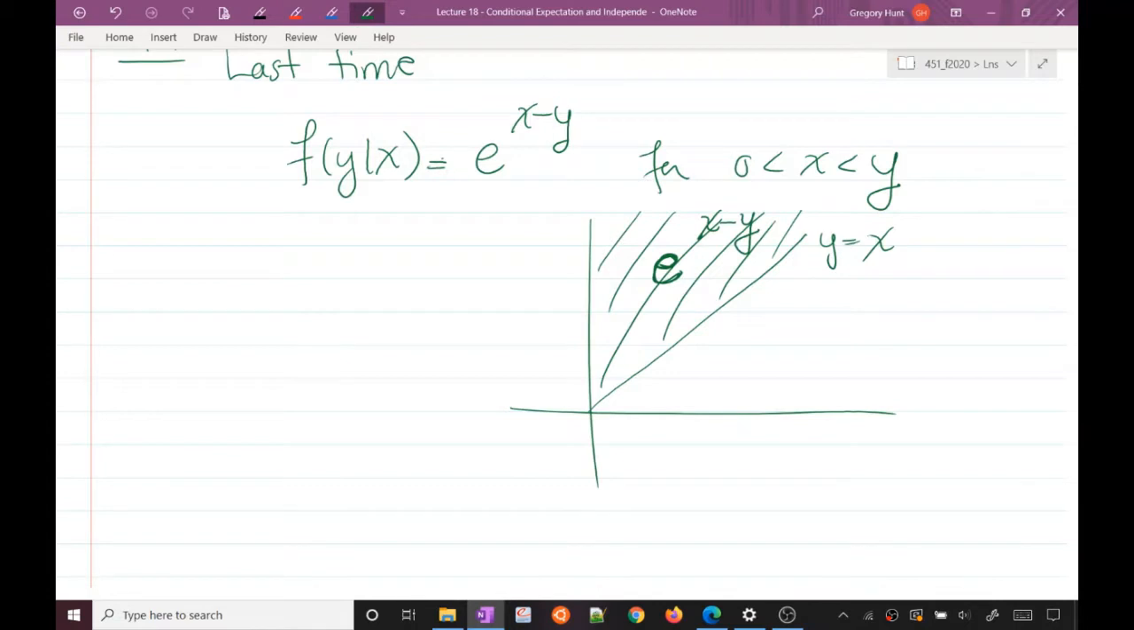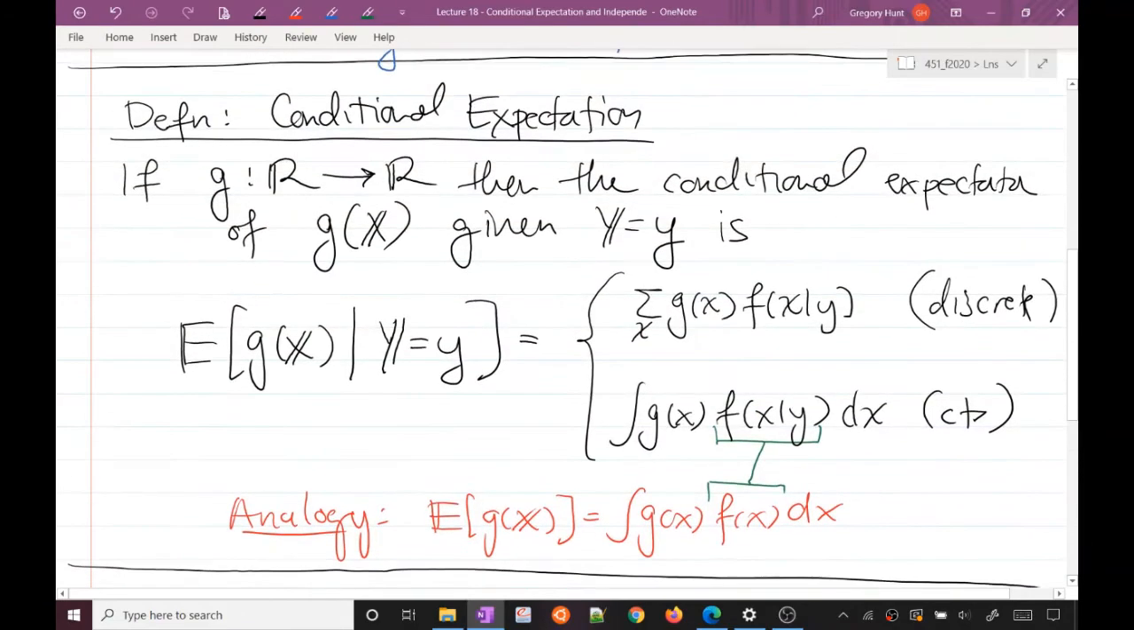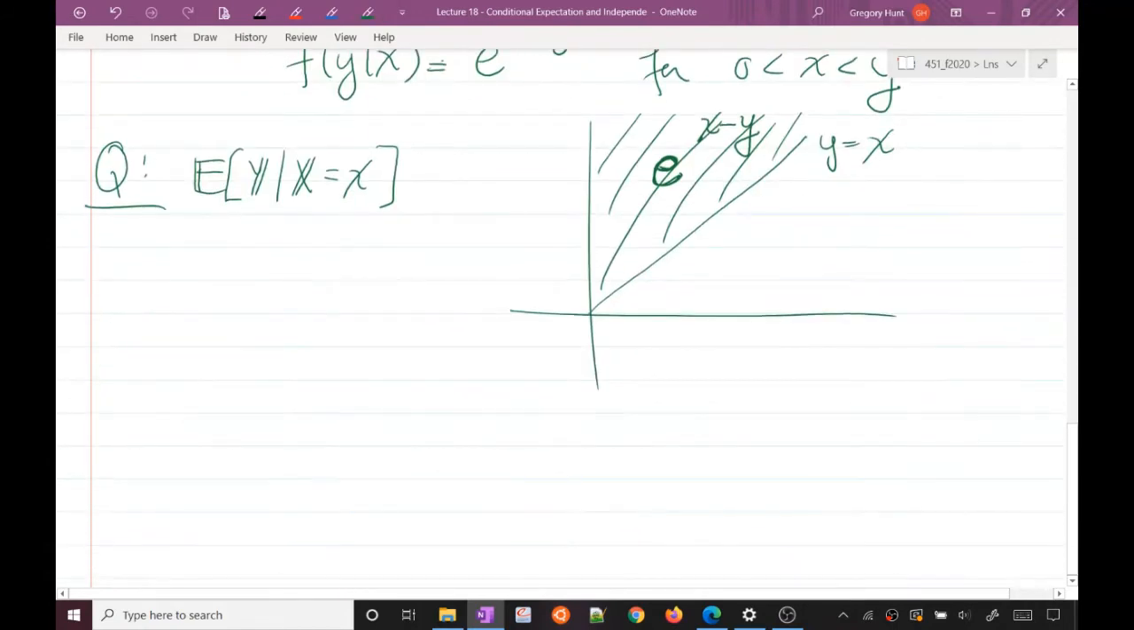So a question, for example, one could ask is, what is the conditional expectation of y given I know x takes on some value? Call it little x. And we can calculate this using our formula for conditional expectation. According to our formula, this is the integral of y multiplied by the conditional distribution of y given x, dy.